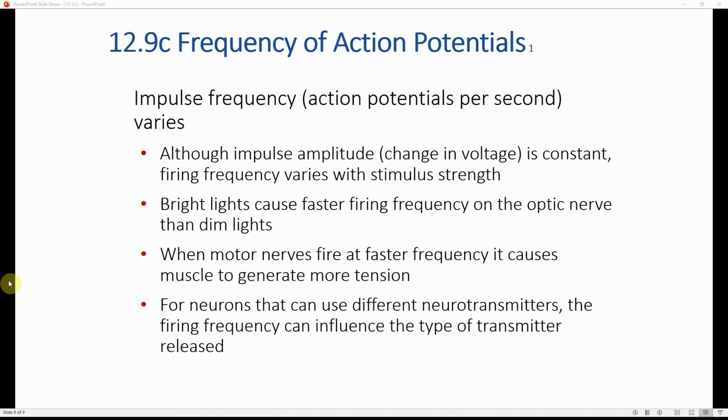Even though the impulse amplitude of neurons is always about the same, remember it doesn't matter how much stimulus they get, they're always going to go up to about plus 30. If we increase the frequency of the stimulus, then our brain encodes that as a stronger stimulus because the neurons are firing more frequently. For instance, bright lights will cause faster firing frequency on the optic nerve than dim lights will. When motor nerves fire at a faster frequency, it causes muscles to generate more tension. For neurons that can use different neurotransmitters, the firing frequency can influence the type of neurotransmitter that is released.